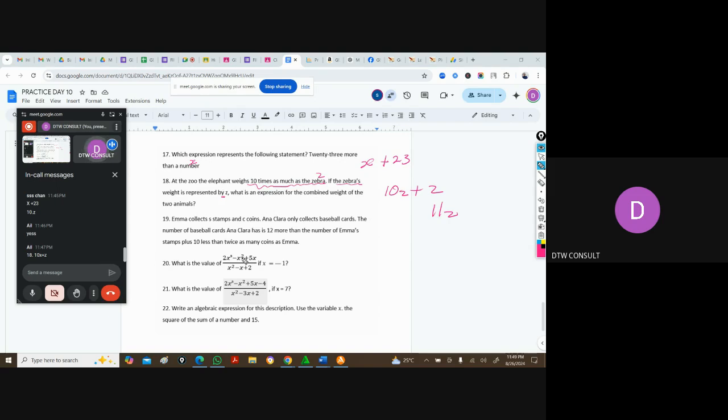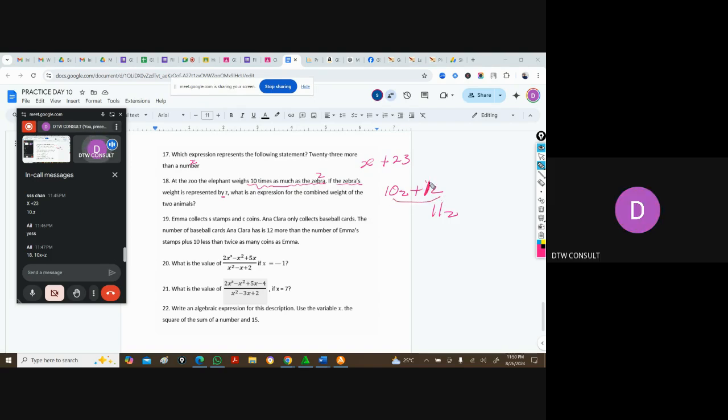You were close, Ali. You were very close. Yeah, I have the answer 11Z, but sometimes I don't know how to do the equation as you do it. 10Z plus, no, 10 times Z, no, 10Z then plus Z, okay. Yeah, because it says the combined weight of the two animals, so the elephant plus the zebra, and we are told that the elephant is 10 times Z, which is 10Z. Then the zebra is just Z alone. So you can combine these two.